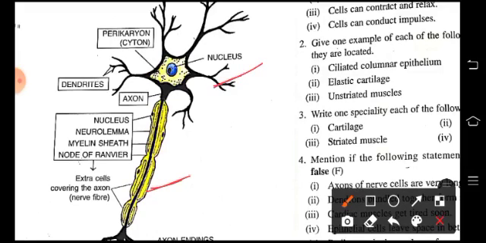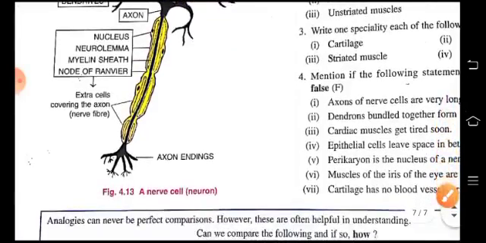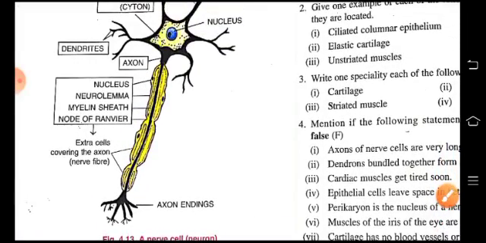The cyton contains the nucleus, cytoplasm and dendrites, whereas the axon part contains the neurilemma, myelin sheath, nerve and node of Ranvier. Now these are the extra cells which cover the axon. These are the nerve axon endings, which help in transmission of messages from one neuron to the other neuron.